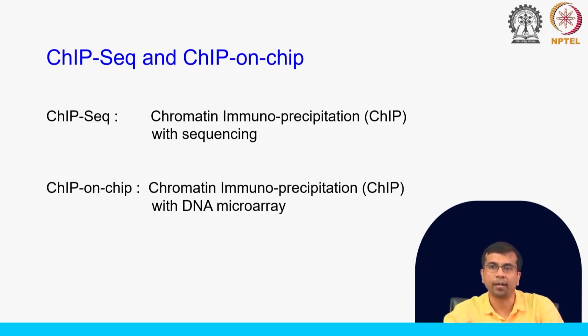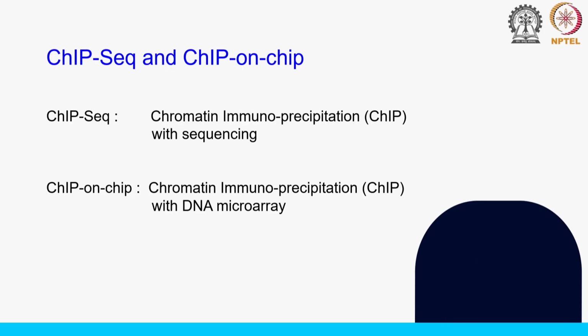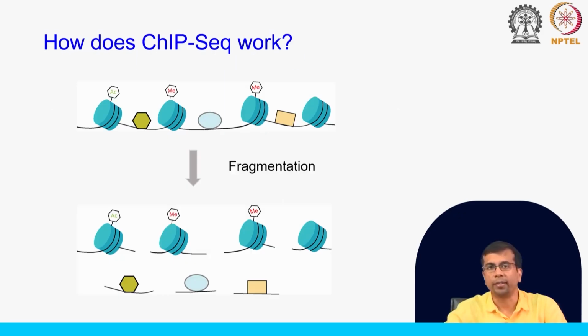So that we understand how the data is generated and what kind of controls are there, so that we can properly do the data analysis. Okay. So, how does ChIP sequencing work? This is kind of the idea.